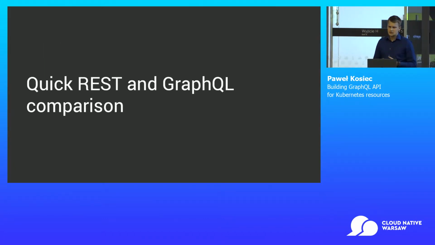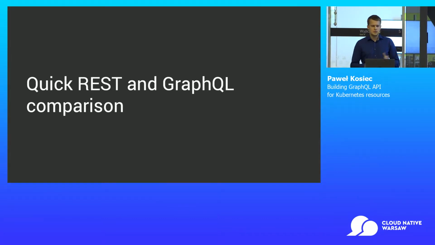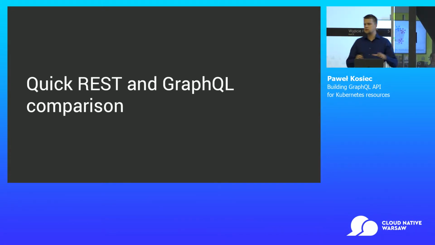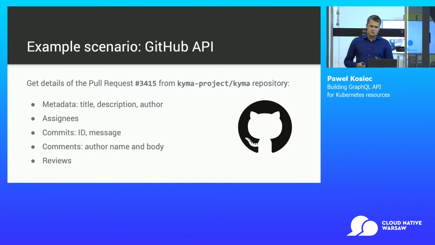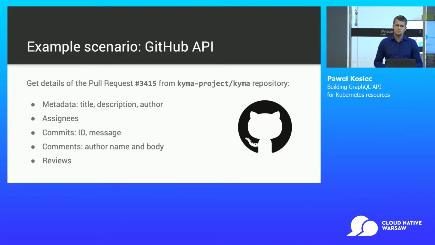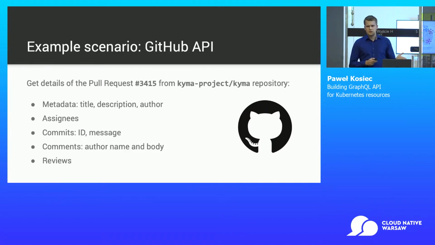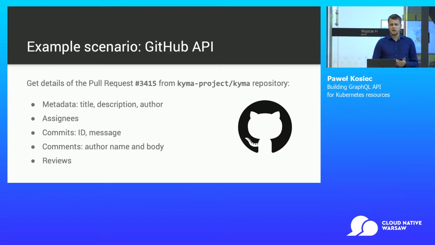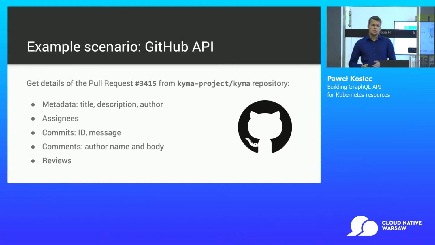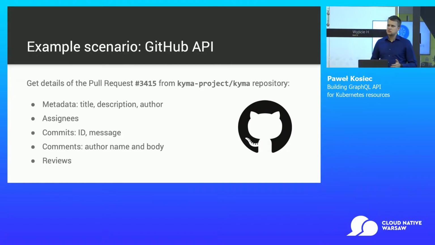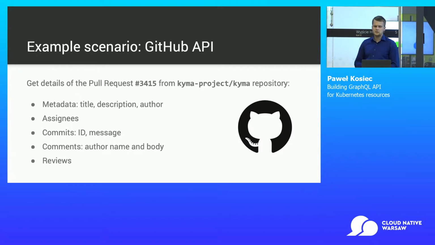And just to give you a quick glance at a comparison of those two approaches, REST and GraphQL, I've prepared a very quick example, and I wanted to have some kind of real-life scenario. So let's say we are utilizing the GitHub API, because GitHub in version 3 still has a REST API. In version 4, there is a GraphQL API. It's still not complete, but they are moving slowly to GraphQL.